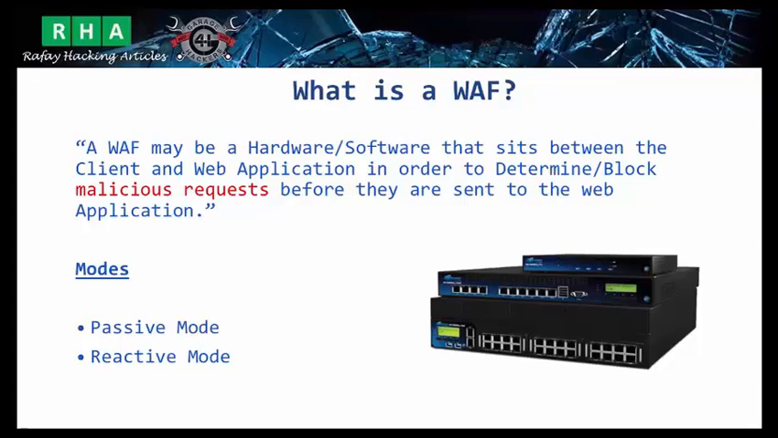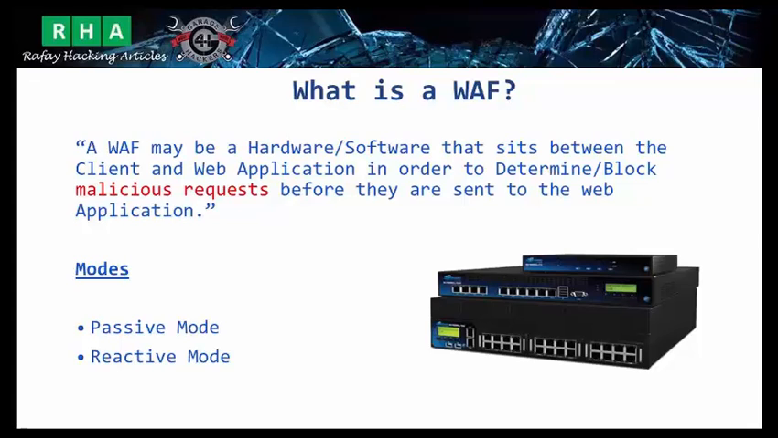So what exactly is a WAF? There are multiple definitions available on the internet, however, this is how I can summarize what a WAF really is. A WAF can be a piece of hardware or software that sits between the client, the web browser, and a web application in order to detect or block malicious requests before they are sent to the web application. A WAF basically operates in two different modes: a passive mode and a reactive mode.